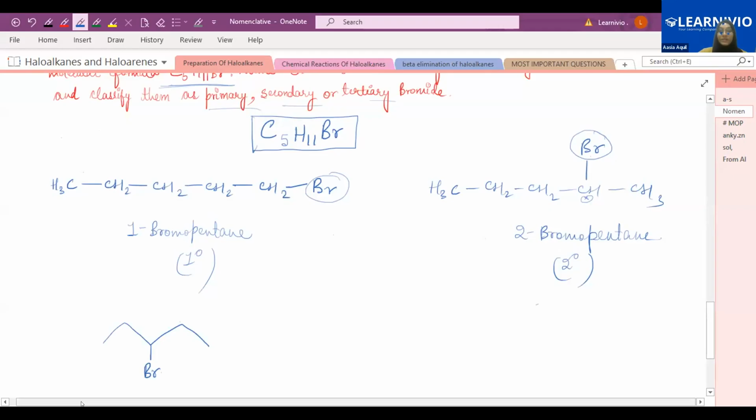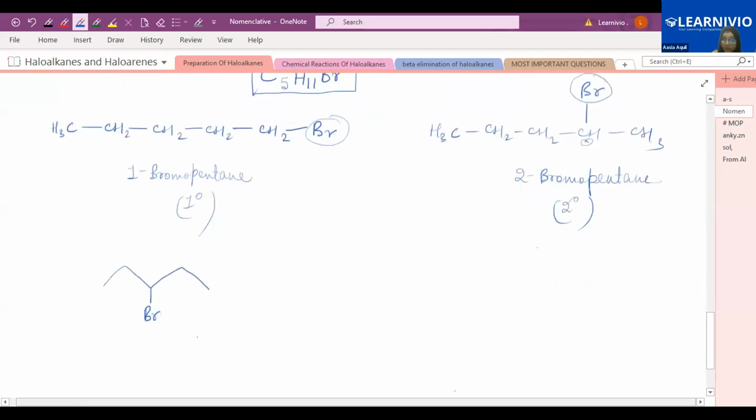Right. Now what is the name of this compound? It's 3-bromopentane. And just tell me which type of halide it is. Which type of bromide, primary, secondary, tertiary? Secondary. Yeah, very good. It's secondary.